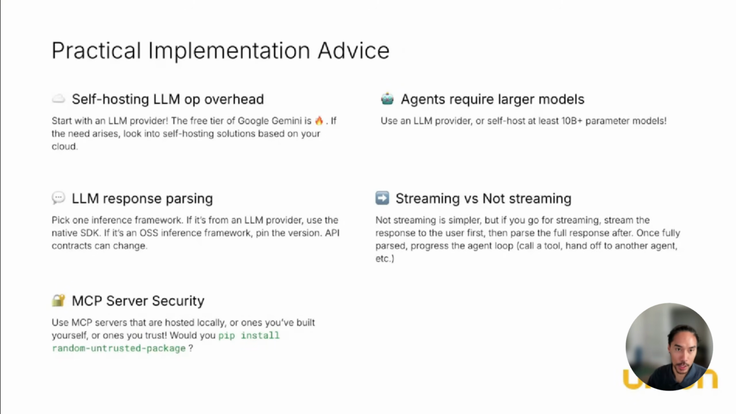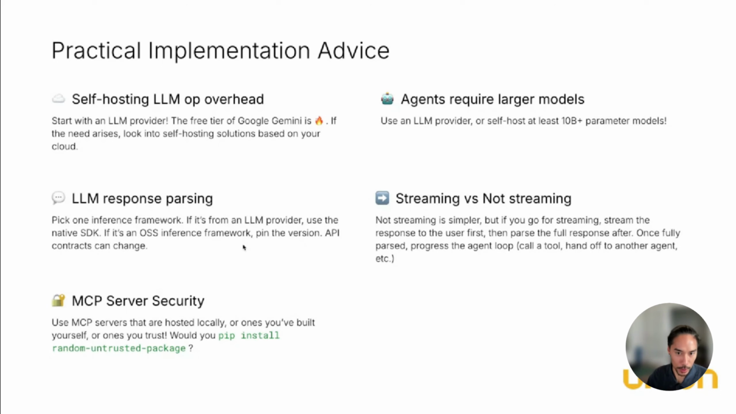Practical implementation advice around these pain points is to start with an LLM provider. There's a free tier of Google Gemini, and it's really good. If you're using these LLM providers, you're using the state-of-the-art models, so agents requiring large models shouldn't be an issue. Pick one inference framework.